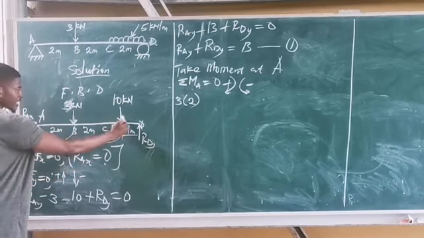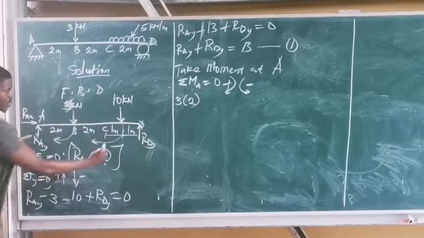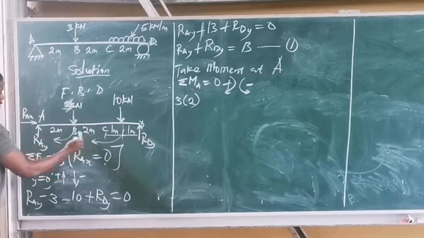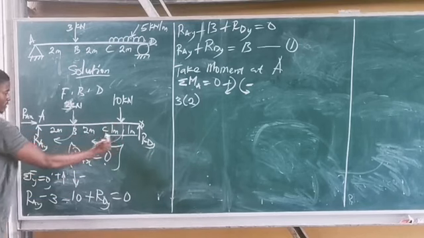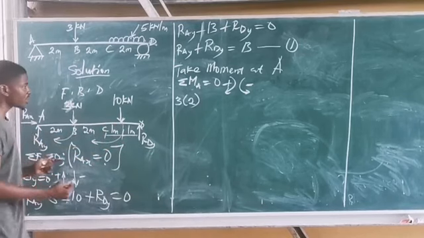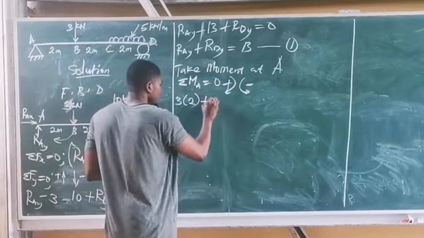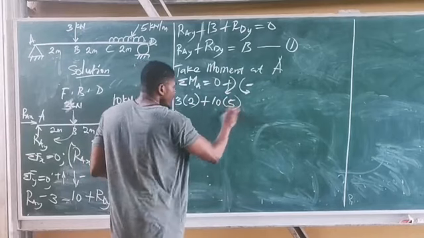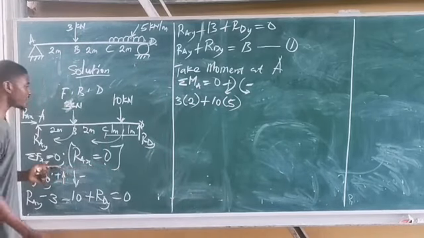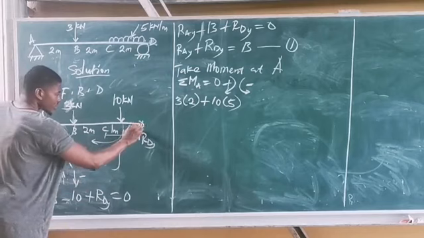And the distance it takes the third kinetic force to get to point A is simply 1 plus 2 plus 2, which is a total of 5 meters to get to point A. So we have plus 10 into 5. And finally, we have RBY pointing upwards.